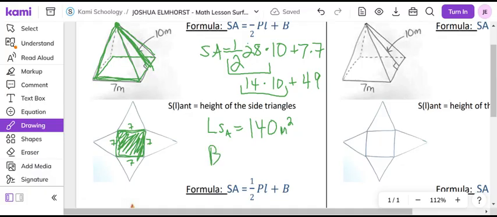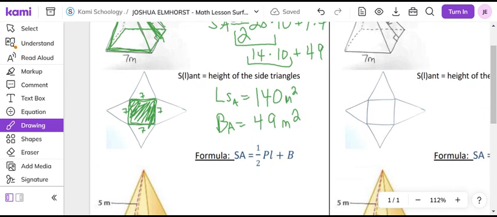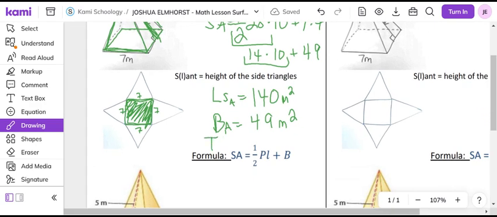And then the base area, we can call that capital BA, is 49 meters squared. And we can do something called just the surface area, but if we put in T, we're going to call it total surface area. Then we add these up. What is the total surface area of this pyramid? 189 meters squared.